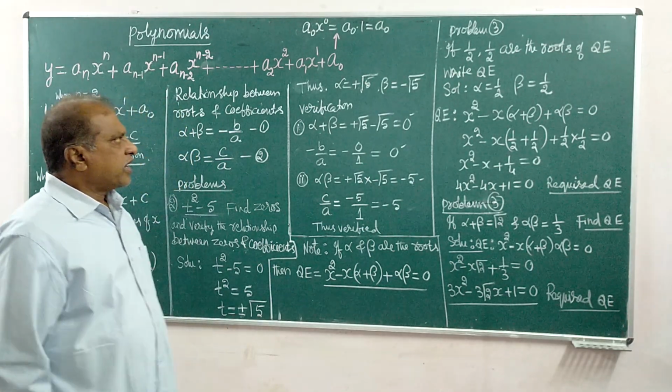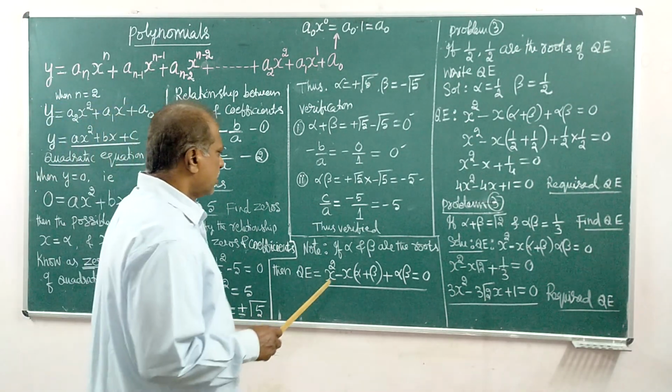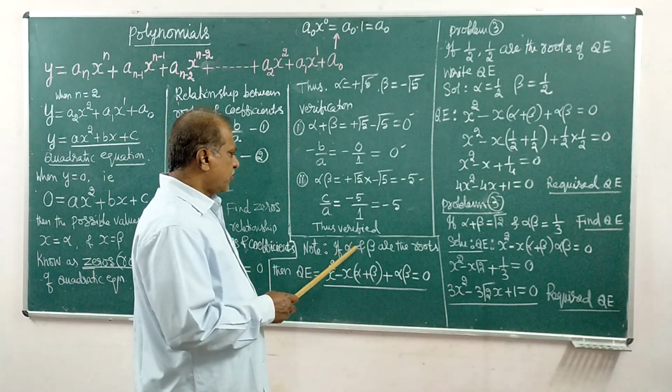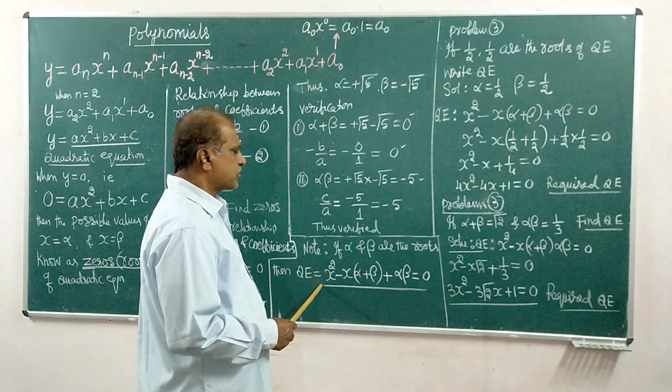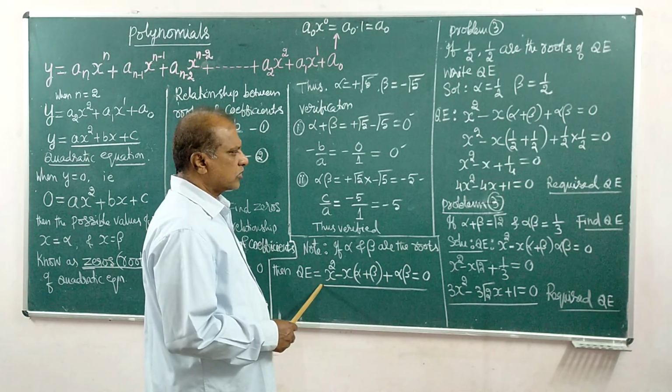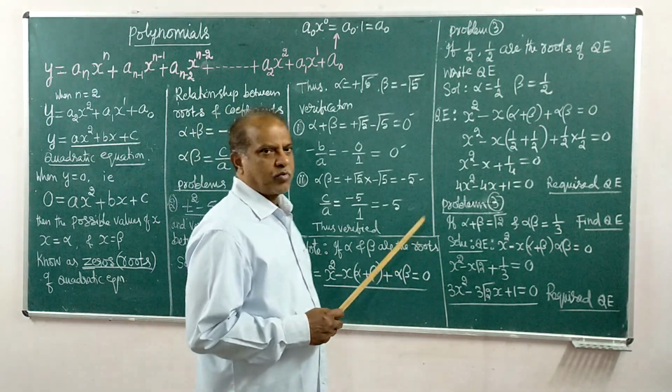Let us go for the second type of problem. In this, alpha and beta are given, and we shall find out the quadratic equation. I am taking two typical examples for this type of problem.